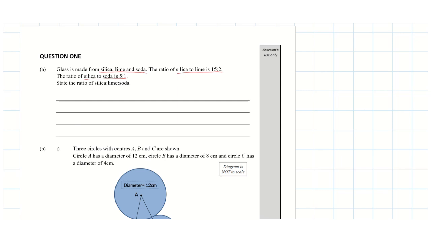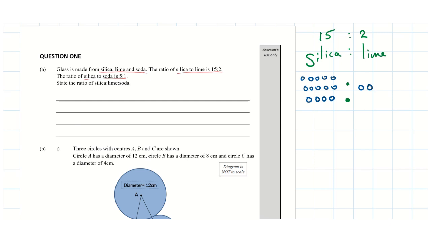Okay, so what this is saying is that when we've got silica and we've got lime, we've got 2 different things that we're comparing here. We know that the ratio is 15 to 2. So we can write 15 to 2. And we know that if we have 15 objects on one side, then we have to have 2 objects on the other side. Okay, so that's easy enough to understand.